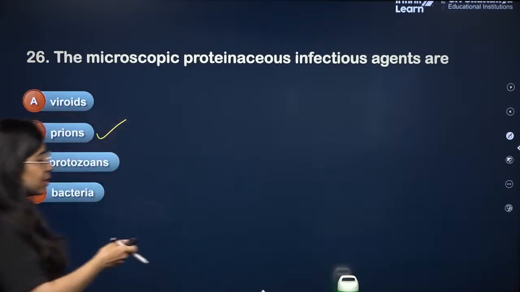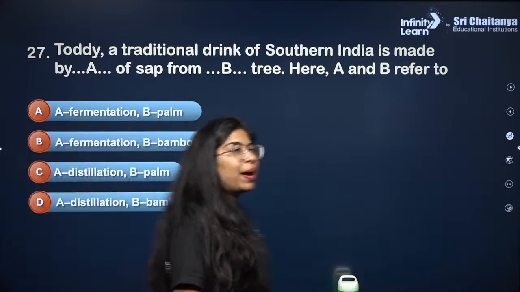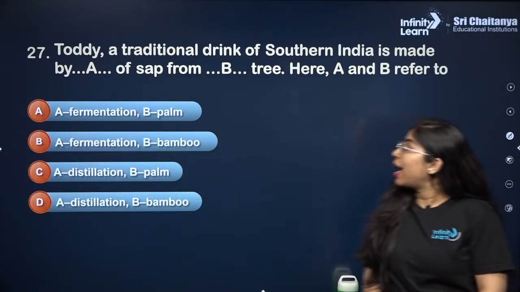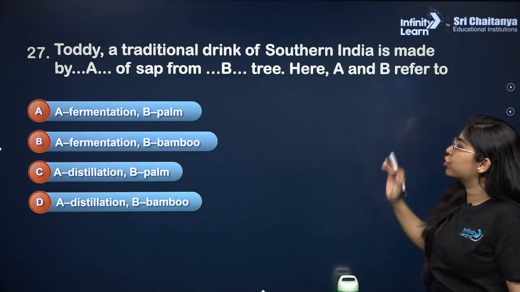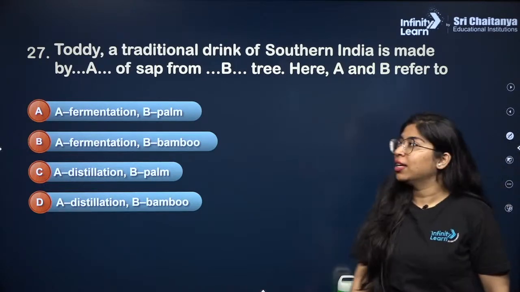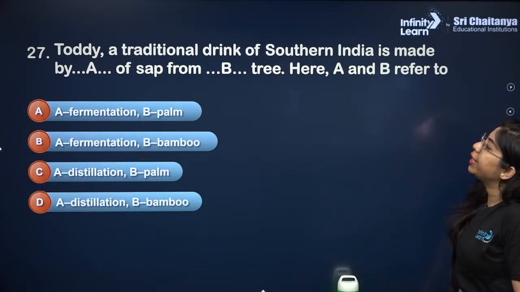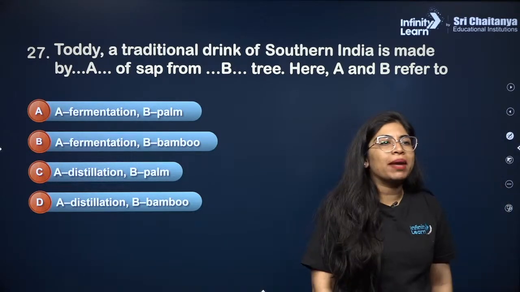Are prions. Goes by the definition. Today, a traditional drink of South India is made by a process in which the sap of the dash tree is used. Okay, everyone, very easy. We're talking about a drink which is known as toddy. Toddy is made by what?